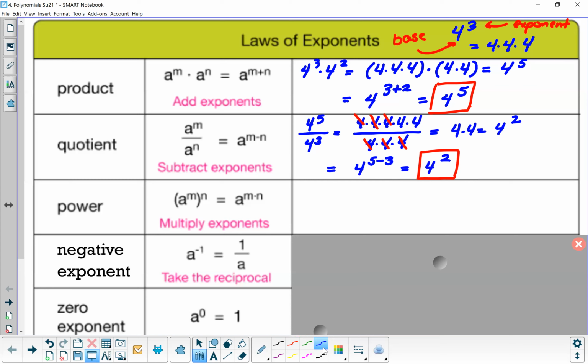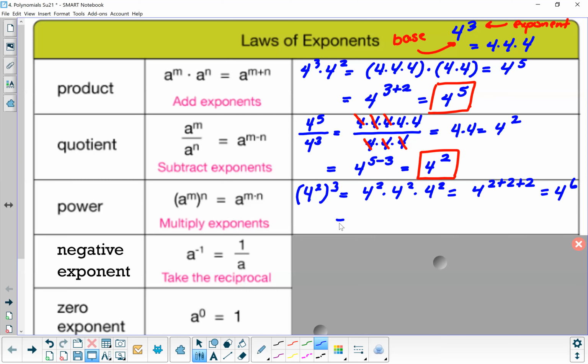Thirdly, we have here our power rule. So let's consider the example where we have, in parentheses, 4 squared, close parentheses, cubed. So we're cubing 4 squared, which means if we expand that, that is 4 squared times 4 squared times 4 squared. And if we want to use the product rule here, we know we can add our exponents: 4 to the power of 2 plus 2 plus 2, which gives us 4 to the 6th power.